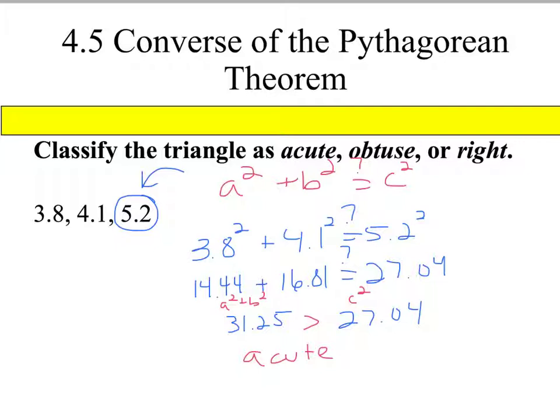Acute. It's so cute because it's so little. Okay, so we have an acute triangle. So classifying these triangles based on their side lengths: equal, less than, greater than.